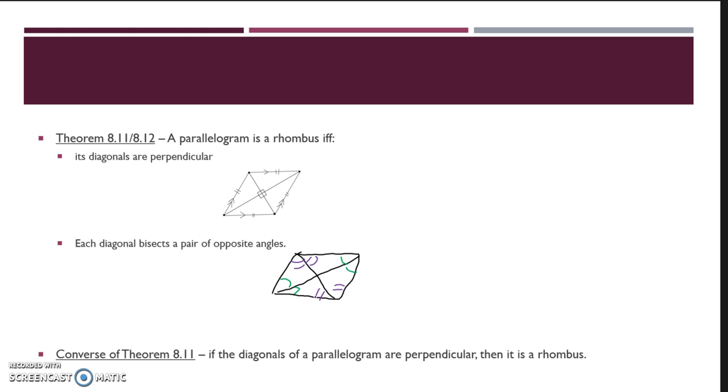And then the converse of theorem 8.11, which I mentioned before: if the diagonals of a parallelogram are perpendicular, then it is a rhombus. The only type of parallelogram that has perpendicular diagonals is a rhombus. So if it's asking you to identify the parallelogram and you automatically see that the diagonals are perpendicular, you can just say it's a rhombus. It has to be a rhombus.